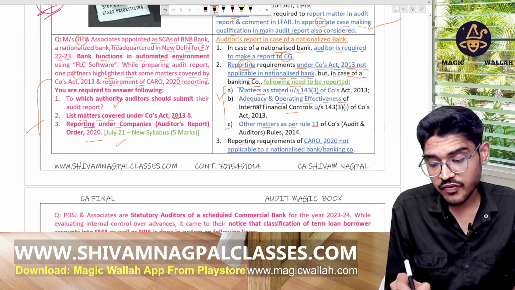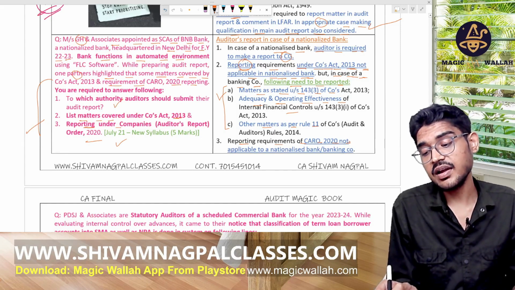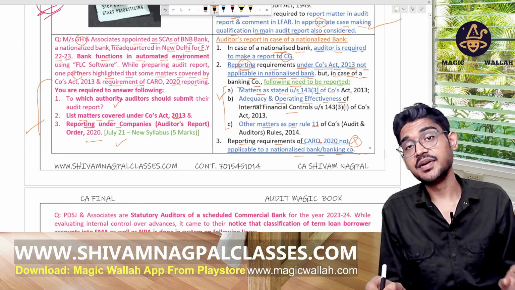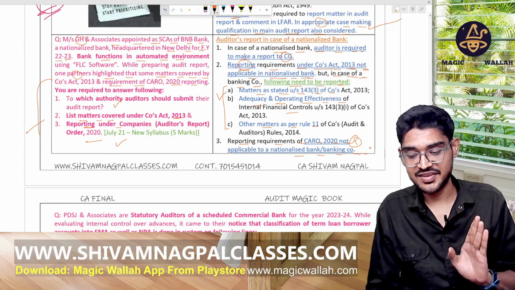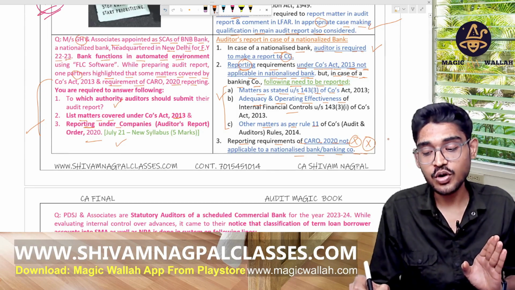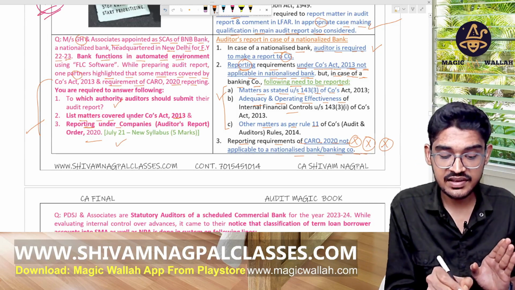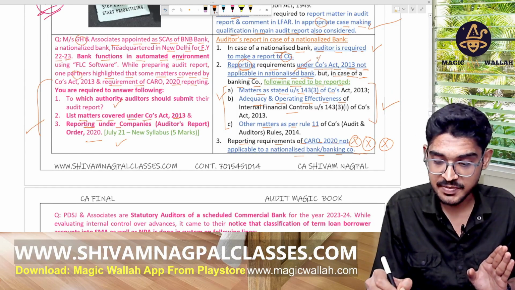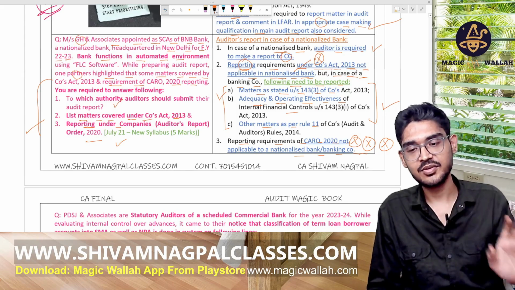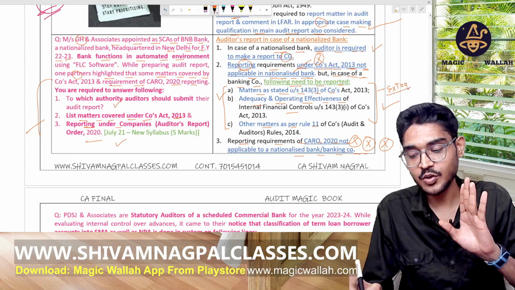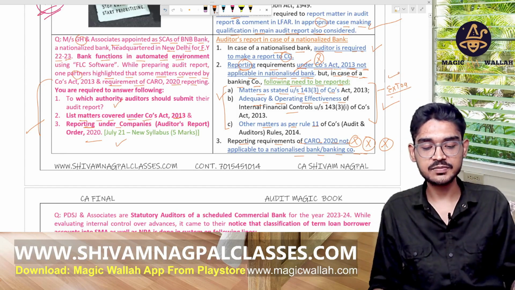And the reporting requirement of CARO is not applicable to a nationalized bank, okay, and banking company. CARO does not apply to the bank. Remember this. Report to CG, CARO does not apply to the bank. Check these requirements: in case of a banking company, they do not apply to a nationalized bank also. Only the banking company applies. Okay, these are extra points, new points not covered above. Learn this, important.